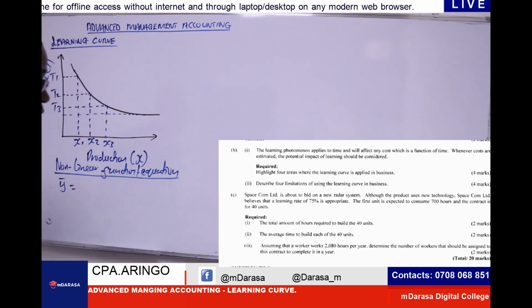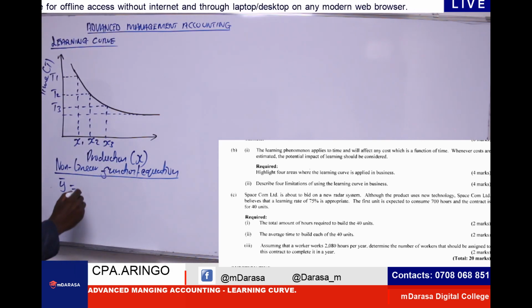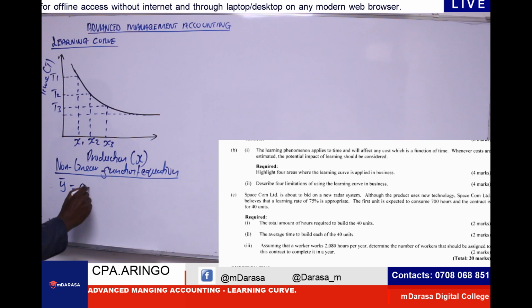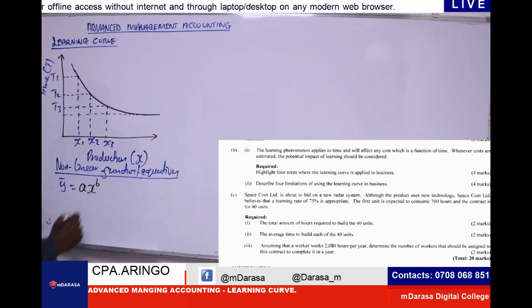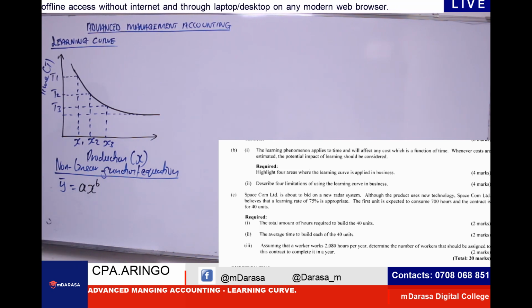We've said and we've agreed it is a non-linear equation. So I'll be talking of a x raised to power b. I'll be explaining these variables.